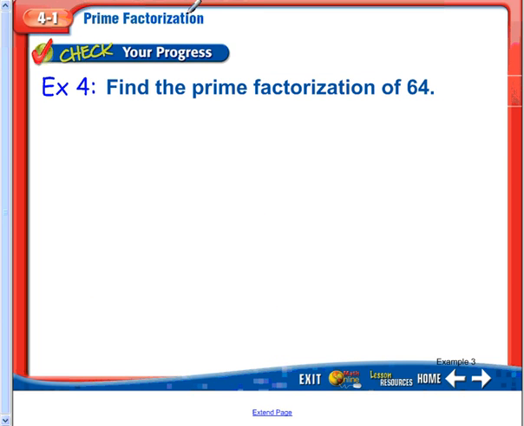Example number 4. Find the prime factorization of 64. We will again use a factor tree, so I'm going to start with the number 64 up on top, and I'm going to branch down. Since 64 is an even number, I'm going to start with a prime factor of 2, and 2 can go into 64 32 times.